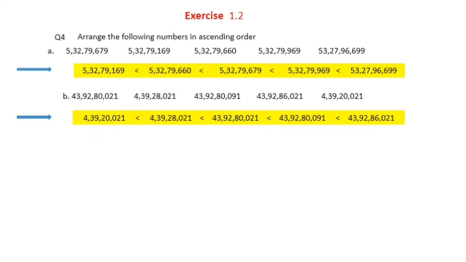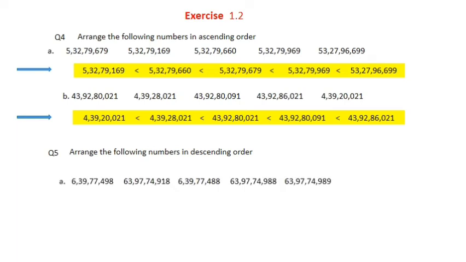Now students, let us solve question number 5. Question number 5 is: arrange the following numbers in descending order. Now, descending order means what? We have to arrange the numbers from biggest to smaller. Now let us see the first one.